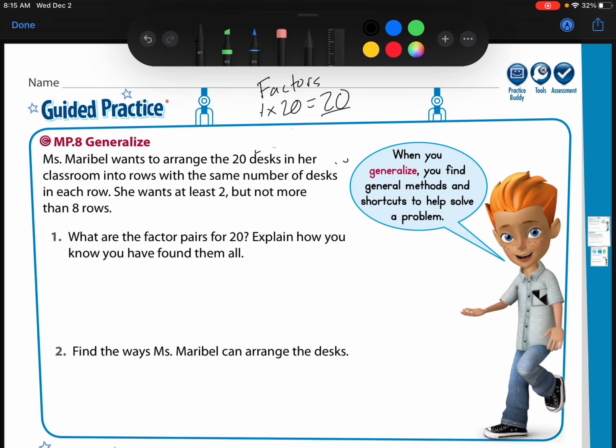So an example of the factors of 20 is 1 and 20. Another way to get 20 is 2 times 10. So these are both factors, 2 and 10. And 4 times 5 are also factors of 20.